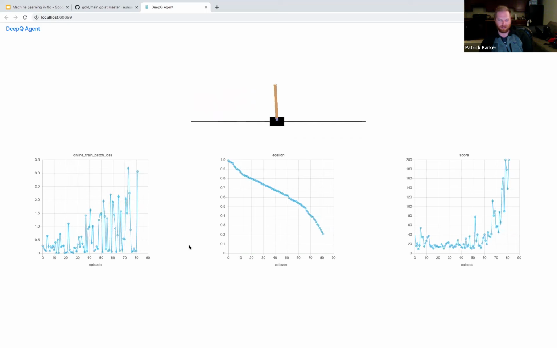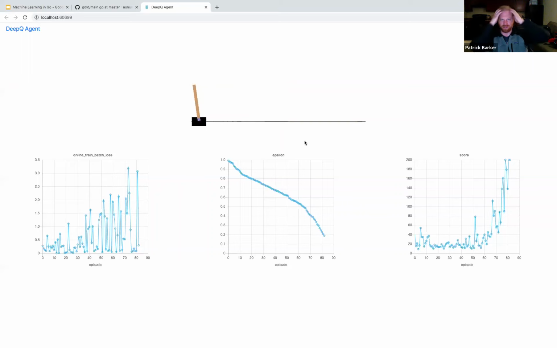That is the demo there. And it looks like we have just about stabilized at 200 time steps now. It's pretty cool. It's kind of like magic, to be honest. It's a very simple example.